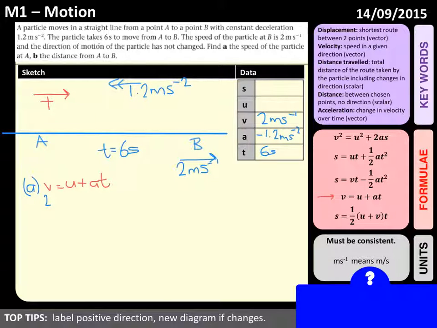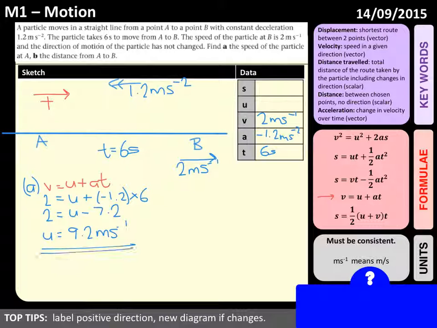So I've got 2 equals u plus minus 1.2 times 6. Before I move anything else around, I'm going to try and simplify it. So I've got 2 equals u minus 7.2. And then in order to rearrange, I can add the 7.2 to both sides. So I'm going to get u equals 9.2 meters per second. Nice clear answer.